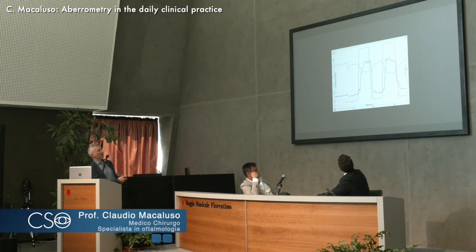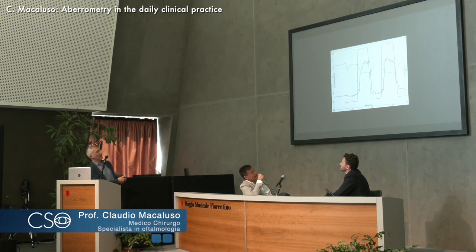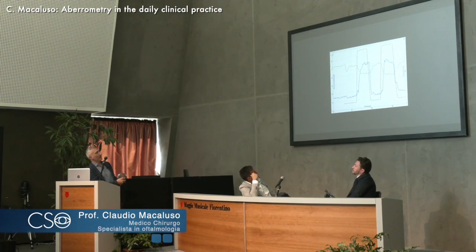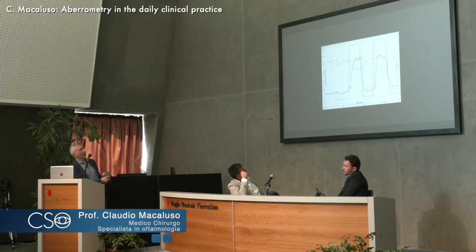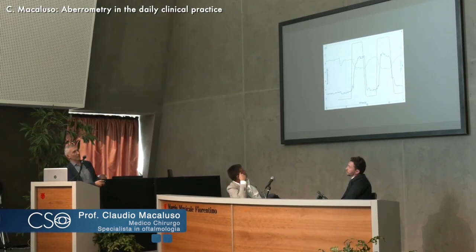You see how many points we have. We can even check how fast the accommodation is. And this accommodation goes down, up. And the green line is the pupil. As we, of course, expect, it constricts when we accommodate, and it keeps doing that.